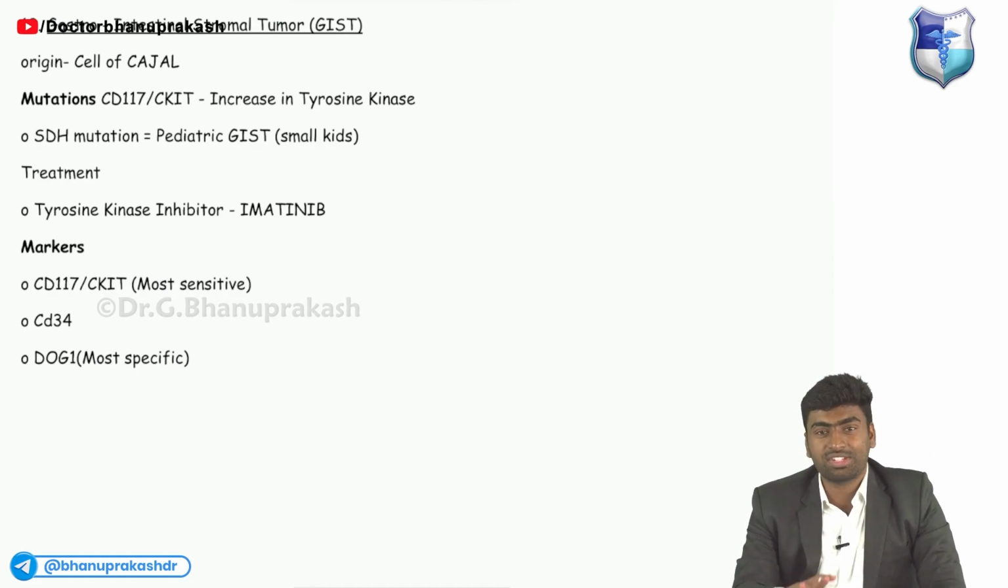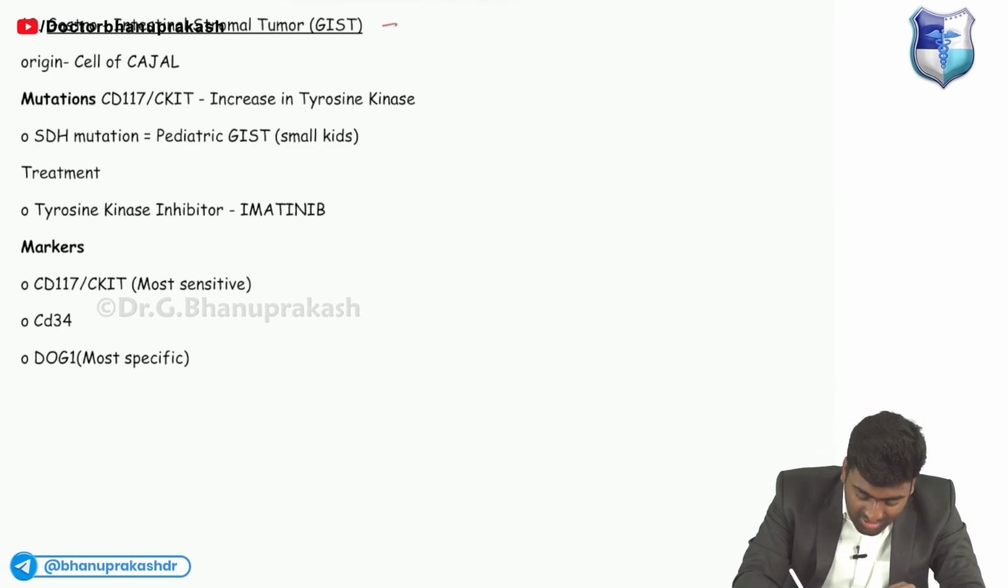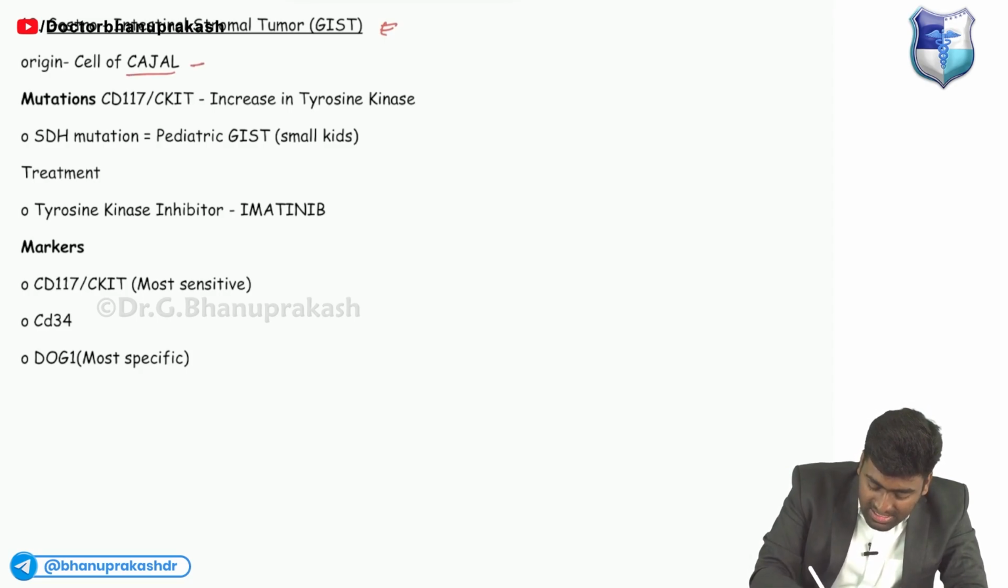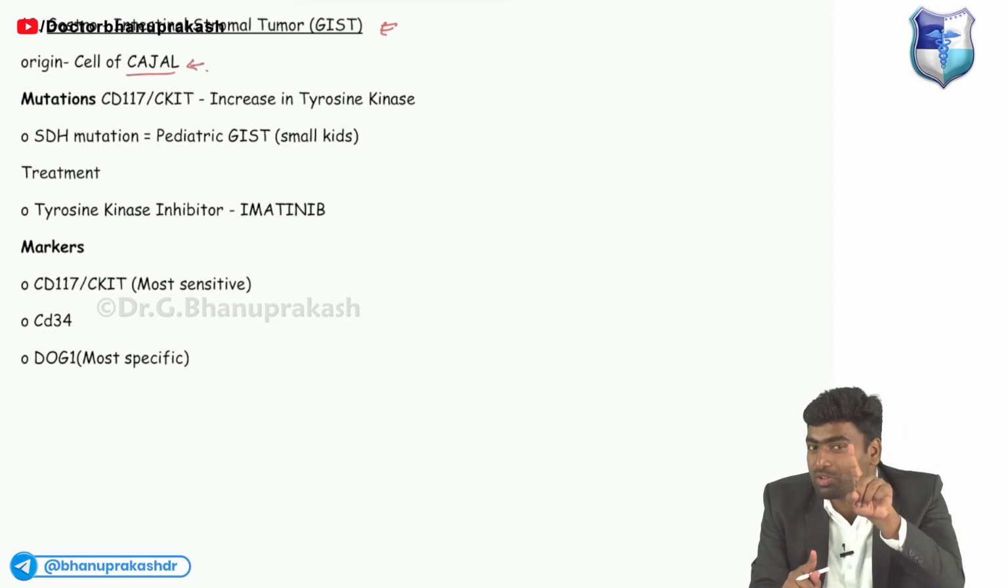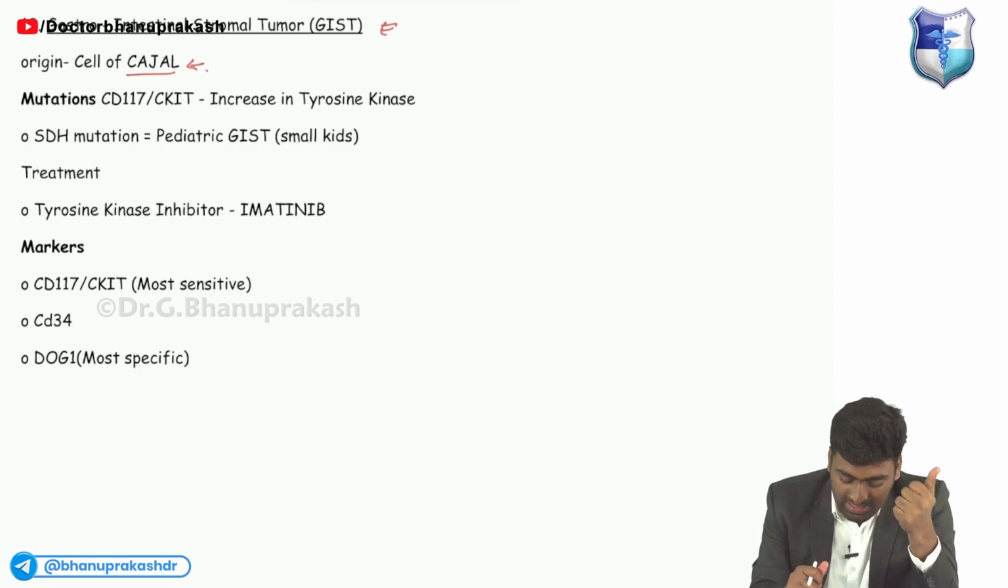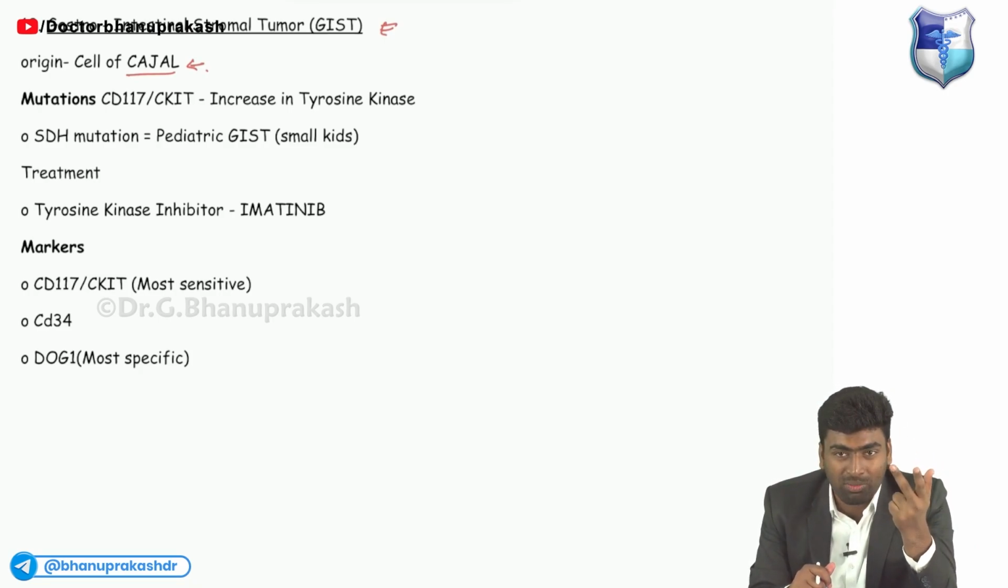Next, if you see this tumor, it is known as gastrointestinal stromal tumor. It originates from the interstitial cells of Cajal, and it has a KIT mutation. We discussed this, right? KIT or CD117. What are the tumors with it? GIST, AML, melanoma, and seminoma.